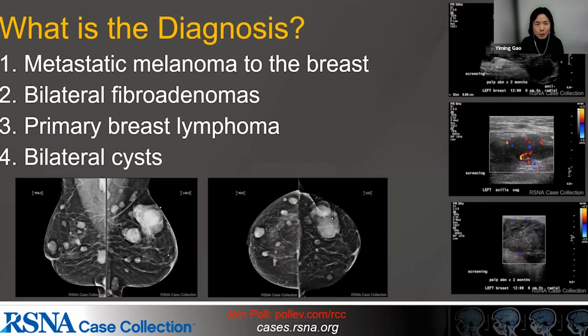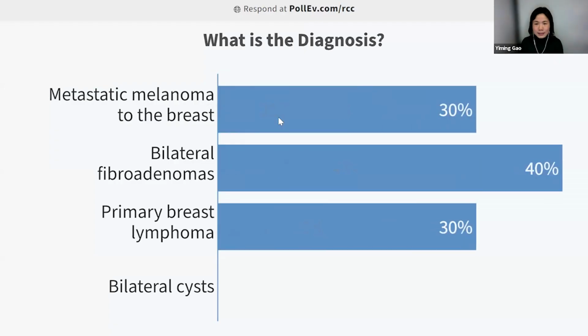So we can trigger the poll and come back to this slide. So what is the diagnosis? Is this metastatic melanoma to the breast? Is that bilateral fibroadenomas? Is this primary breast lymphoma? Or is this bilateral cysts? I think we can see the poll potentially.